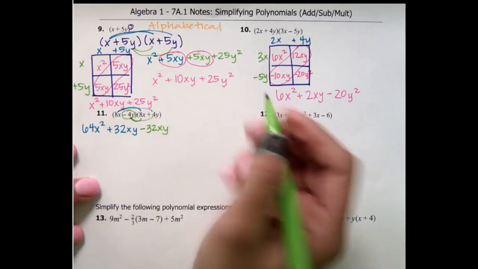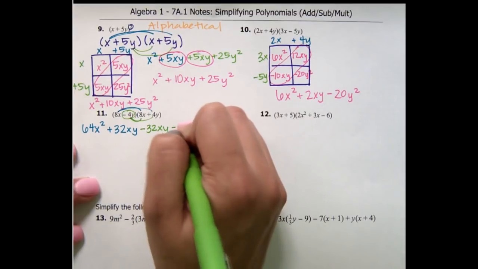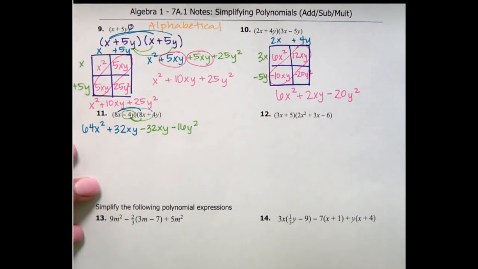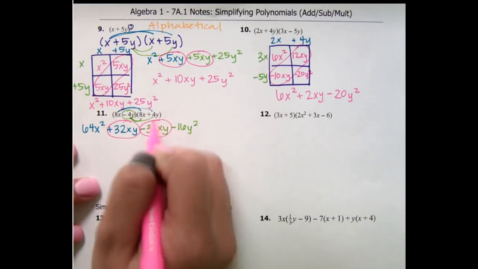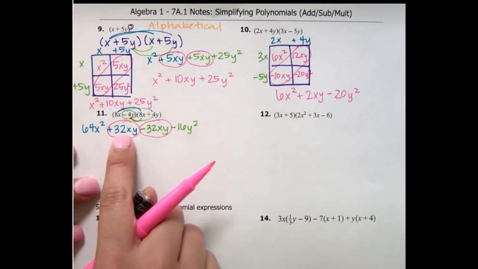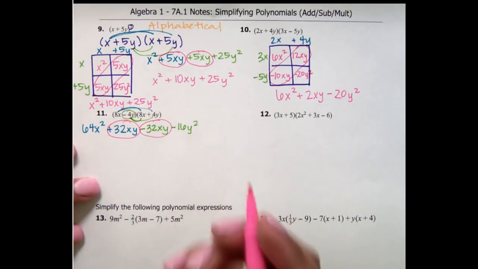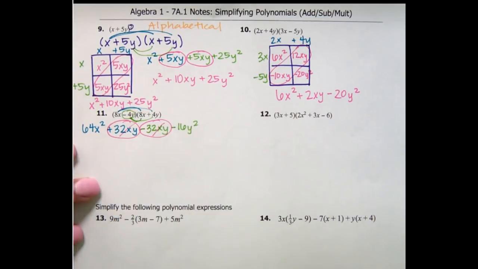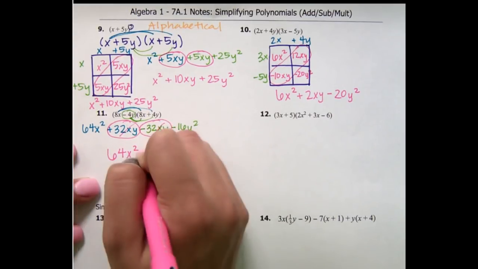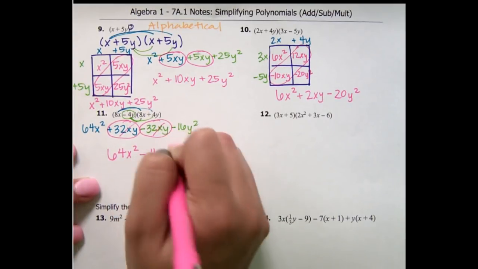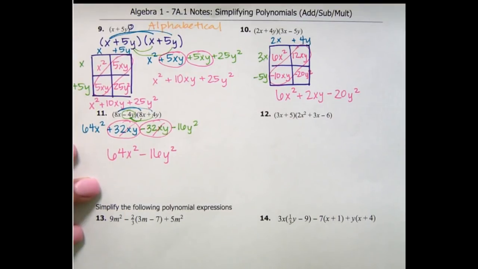Negative 4y times positive 4y is negative 16y squared. My like terms are my 2xy terms. 32xy minus 32xy, they're going to cancel out. So all I'm left with is 64x squared minus 16y squared.